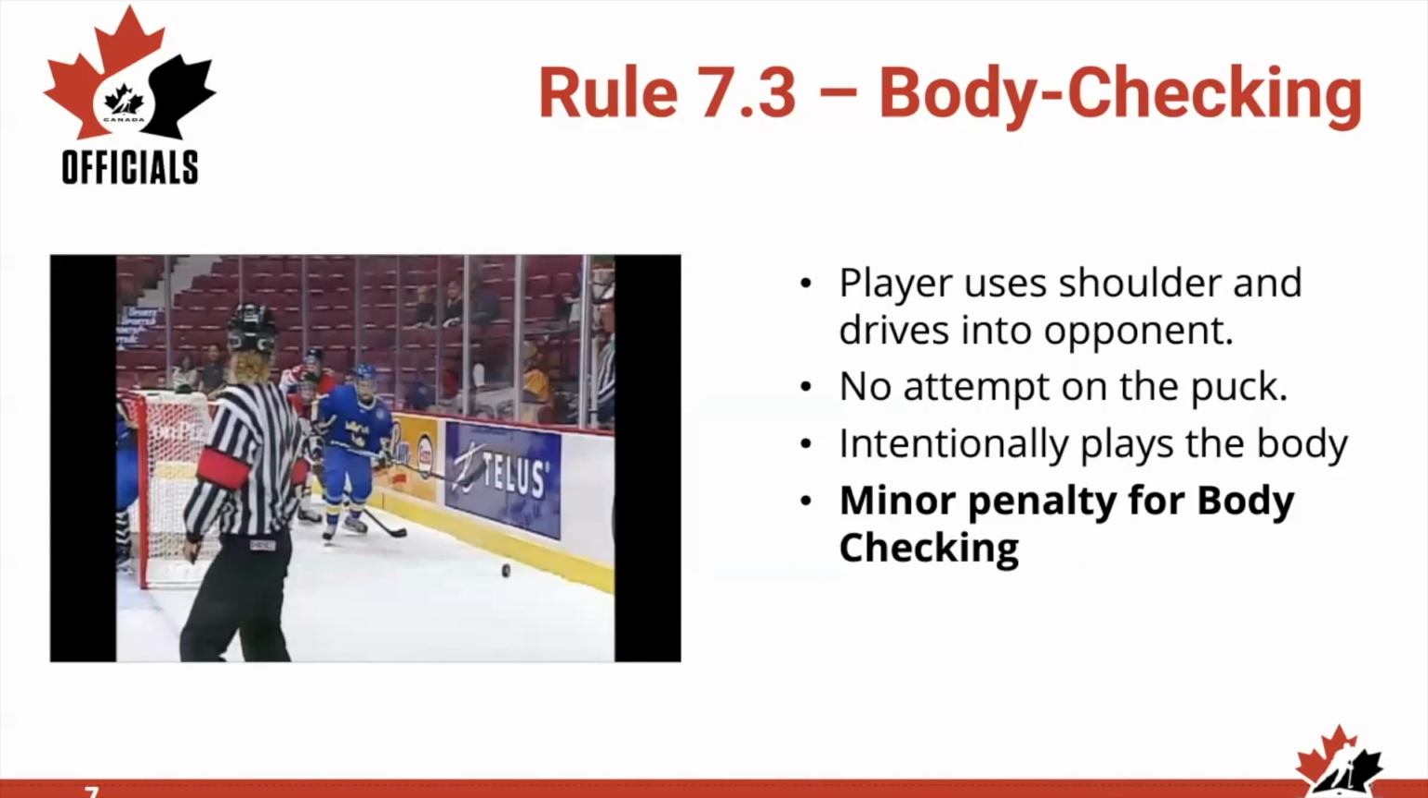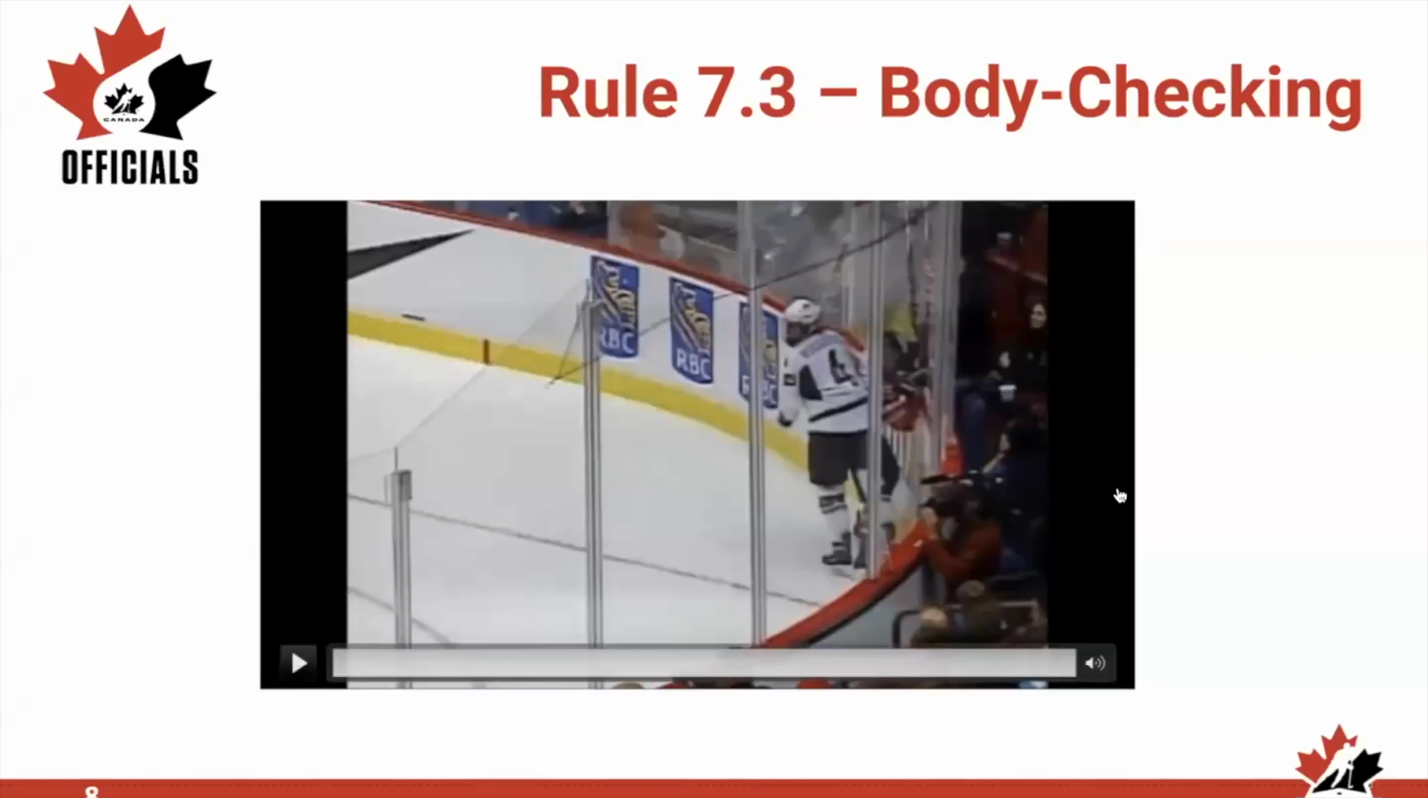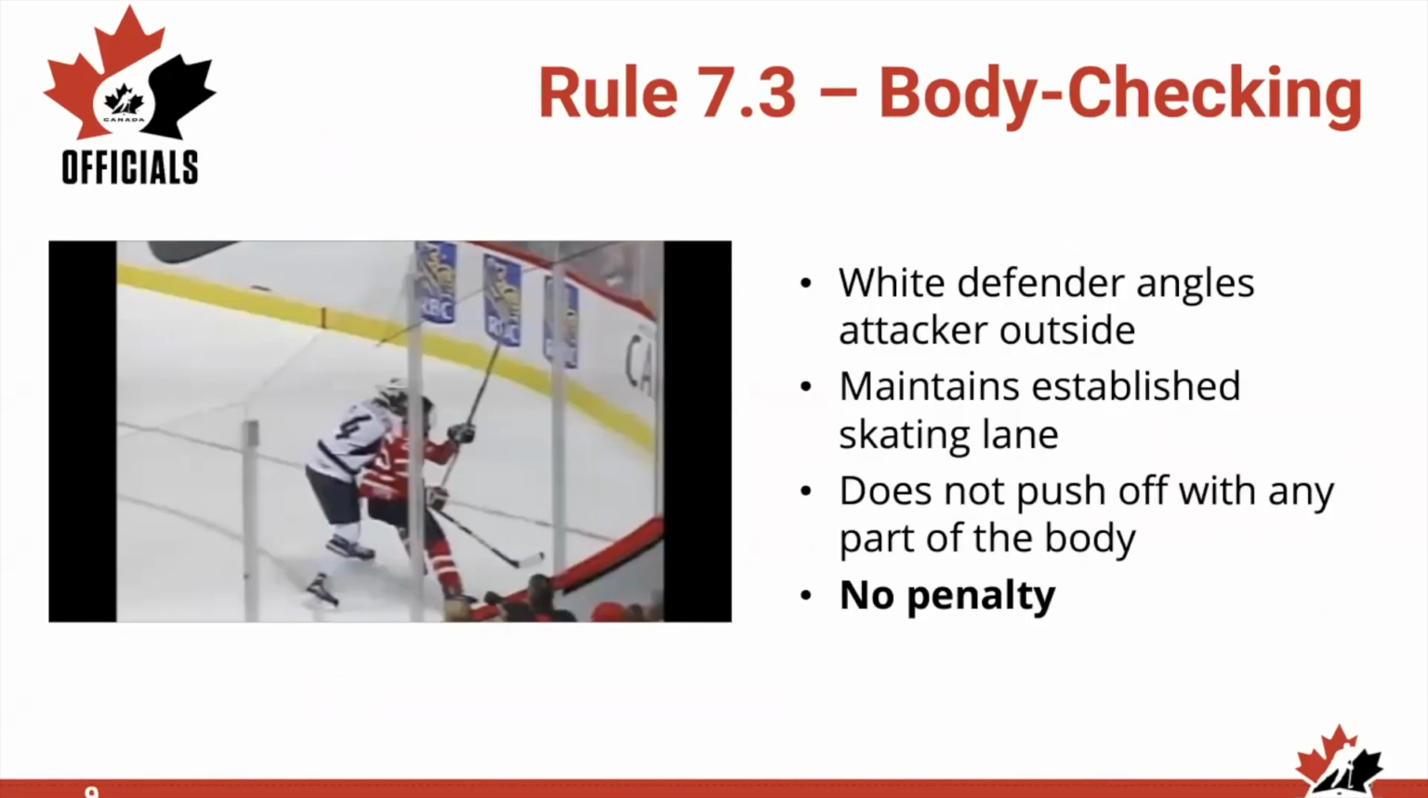Let's check out our last example. So in this example, the player in white takes the player in red into the boards. Now, is that body checking or is it body contact? In this example, the white defender angles the attacker to the outside. They maintain their established skating lane. They do not push off with any part of the body. And as a result, there is no penalty issued for body checking.